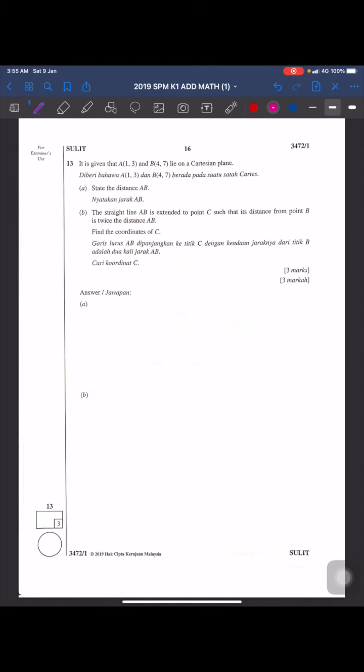Next question number 13. It is given that A(1,3), B(4,7) lie on a Cartesian plane. State the distance AB. Ni straight to the point saja. Kira macam bonus mark ni. So distance between AB. Saya just masukkan dalam formula distance. So 1 minus 4 square plus 3 minus 7 square. So tekan calculator. Kita akan dapat 5.